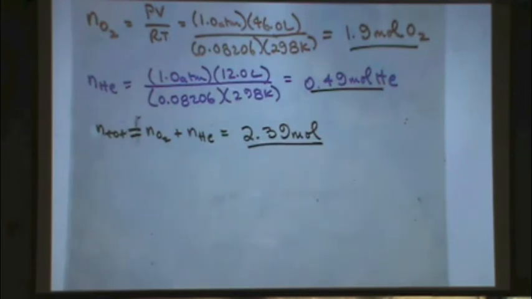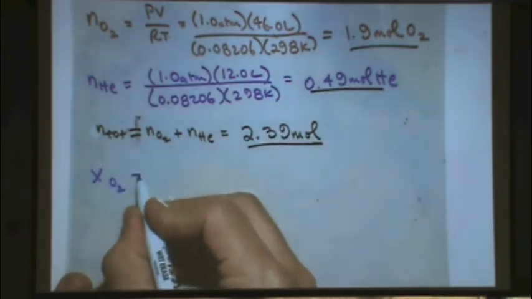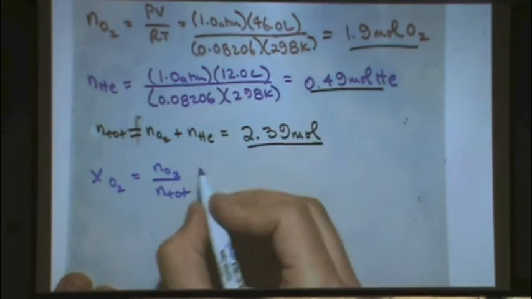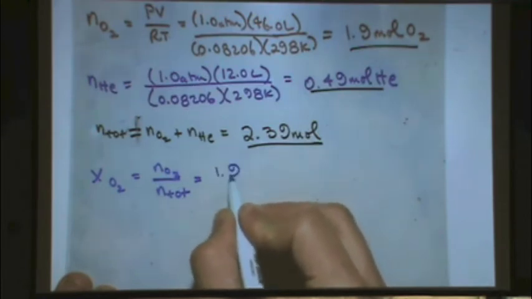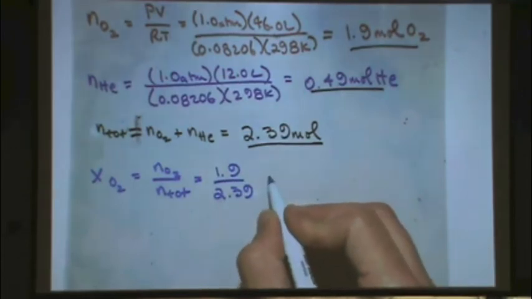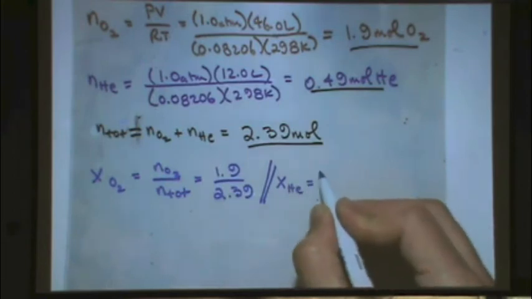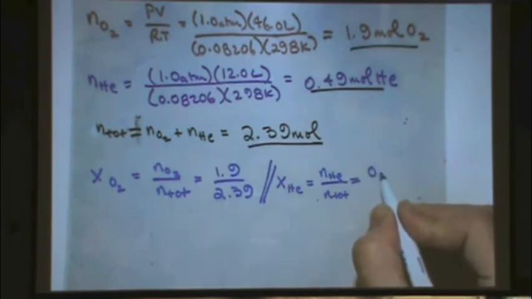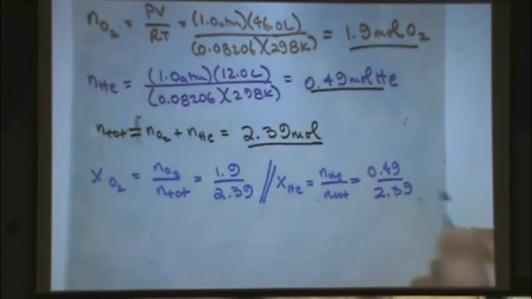We're going to go to the mole fraction. So the mole fraction of oxygen is next. That's just the moles of oxygen divided by the total moles. Simply that. It's literally the fraction of moles. So for oxygen, that's 1.9 over 2.39. And I'll just leave it like that for now. Also, I'll do the mole fraction of helium, which would be the moles of helium divided by the total moles. And that is simply 0.49 divided by 2.39. And I'll leave that like that for now.